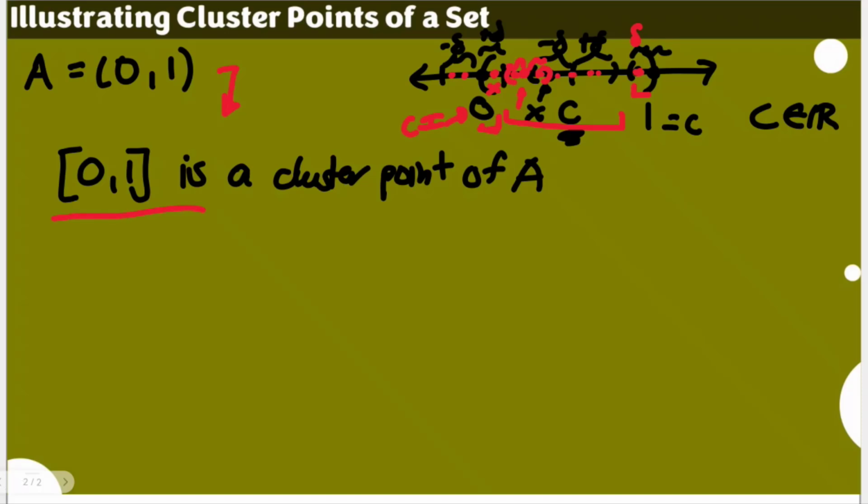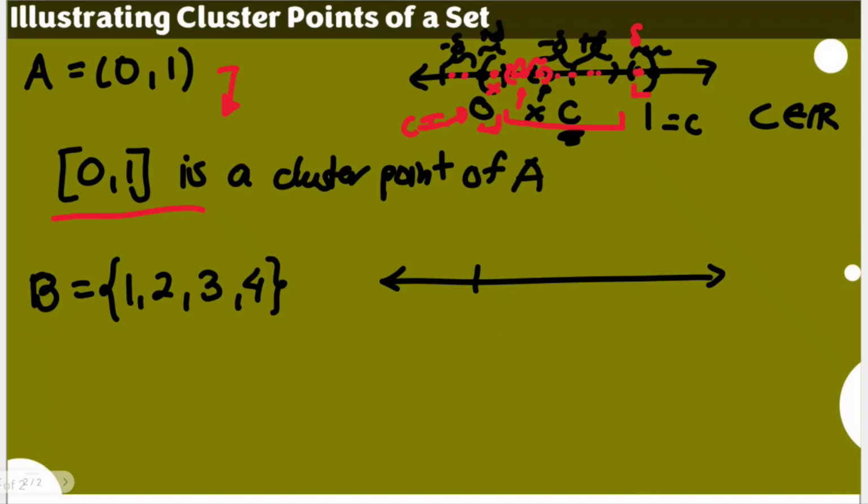Let us have another example, and this time let's consider this set. We have the set B containing 1, 2, 3, and 4. What are the cluster points, or is 1, 2, 3, and 4 a cluster point of set B? Now, if we have here a real number line, we have here 1, 2, 3, and 4. If we pick 1 as our C, and if you have here delta, no matter how small it is, this is delta.